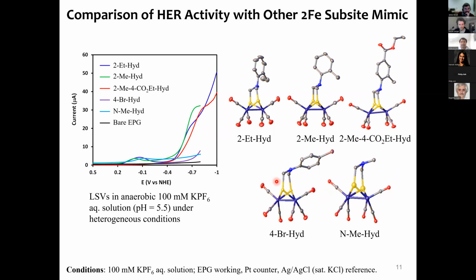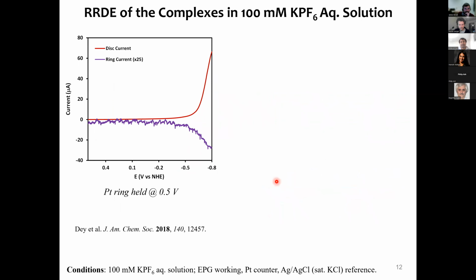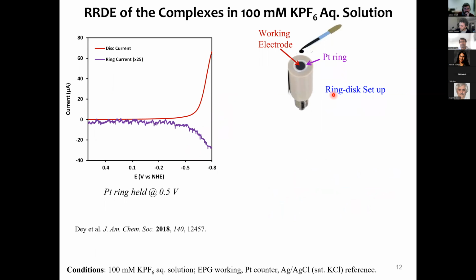Then to determine the in situ product formation, we performed rotating ring disk electrochemistry experiment. This is the ring disk setup. This black part is the working electrode. Here we use a plain graphite electrode. And this white part which encircles the working electrode is the platinum ring electrode.